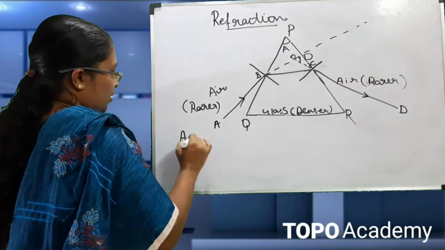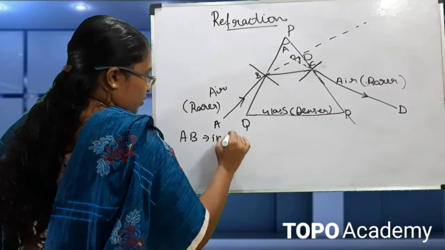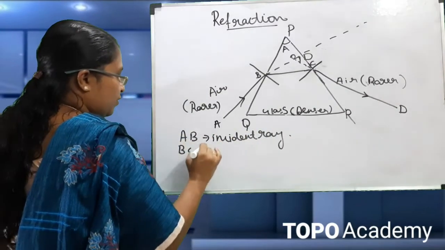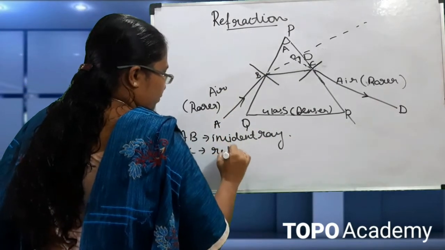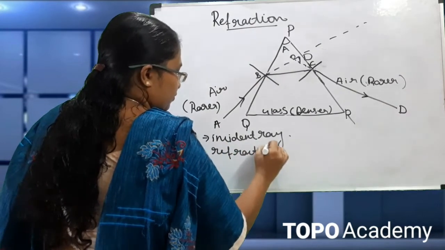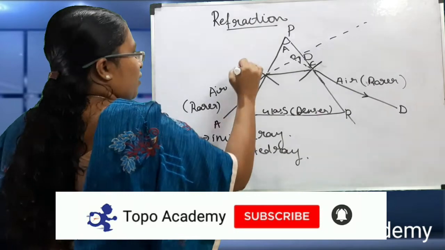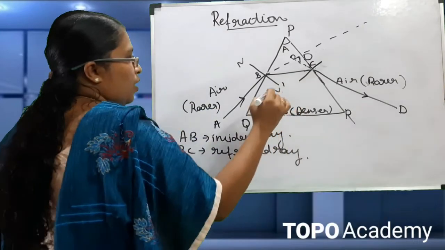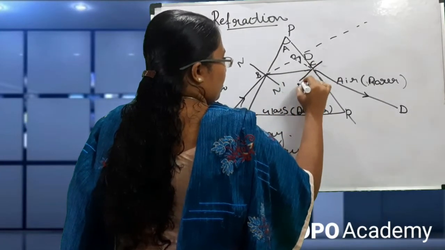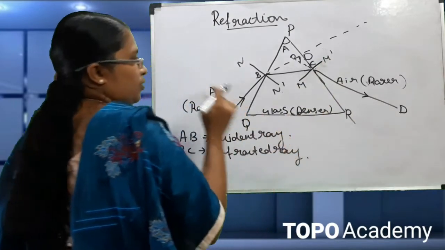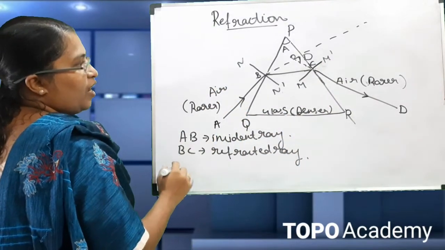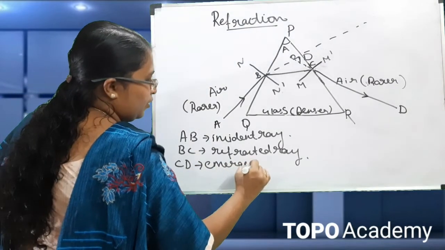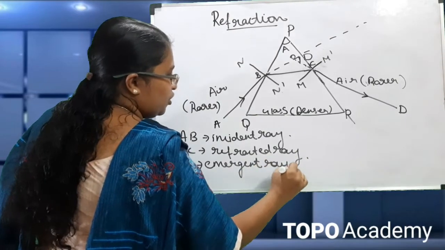AB is the incident ray and BC is the refracted ray. N dash is the normal and M dash is the normal. BC is the refracted ray and CD is the emergent ray.